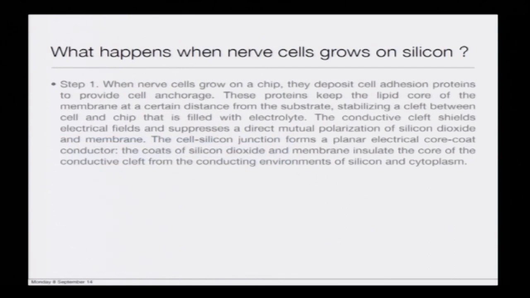Now, let us see what happens when the silicon. So, what is the process systematically? Let us go through it. Okay. When nerve cells grow on a chip, they secrete cell adhesion proteins to provide cell anchorage. So, these cells adhere to the surface.